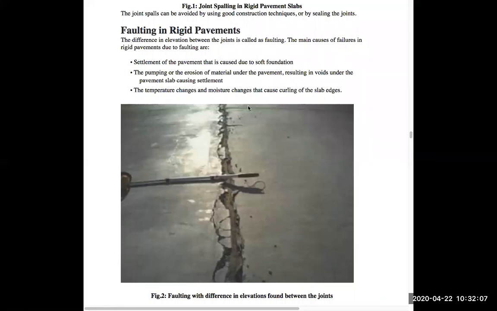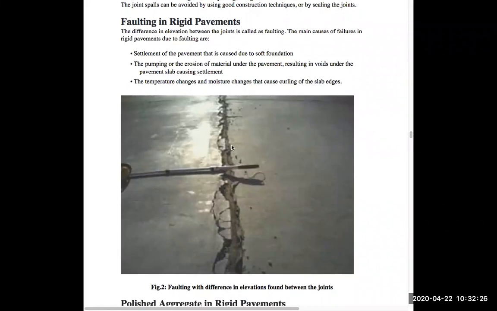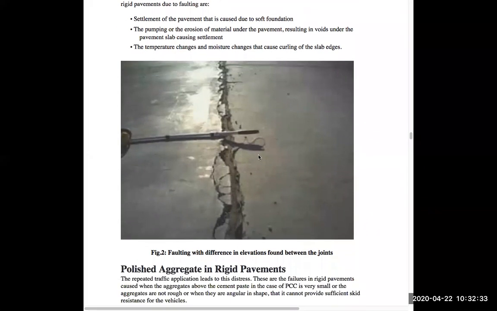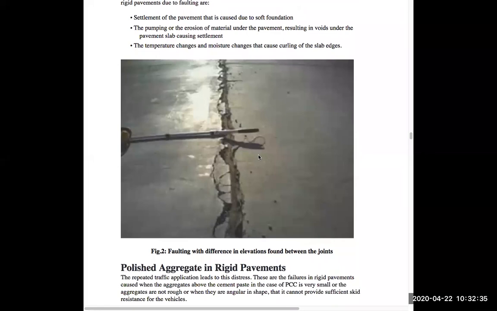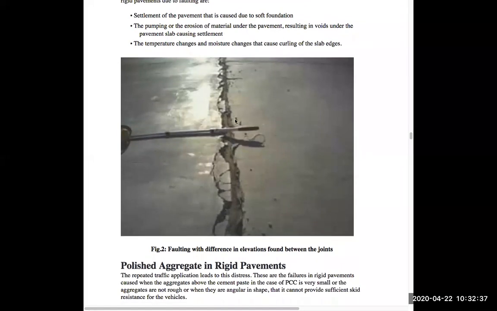Okay, this is also caused because of mud pumping. Mud pumping is also one of the major failures in the rigid pavement, which I'll be discussing in the coming slides. It is also caused due to temperature changes and moisture changes below the slabs. Okay, so this is the picture of faulting in the rigid pavement, most commonly found.